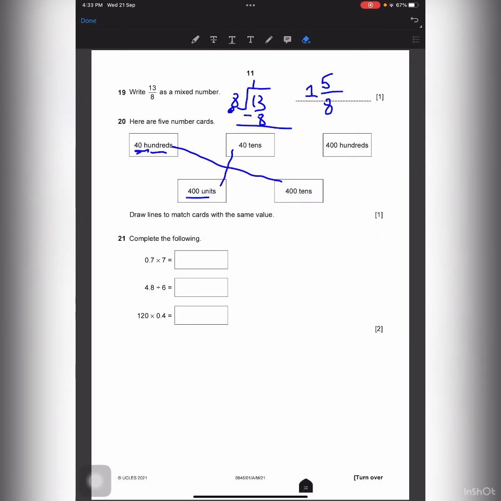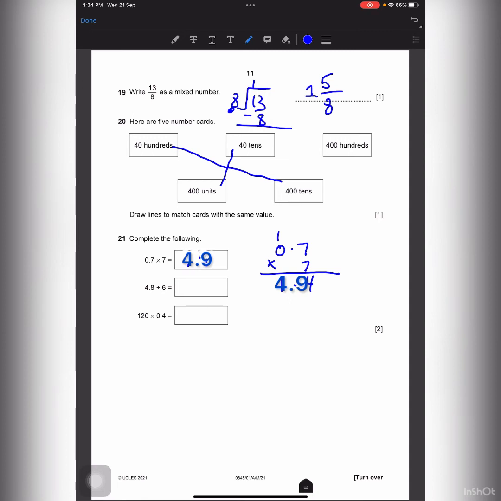So yeah, that's our answer. Let me just stop underlining everything. There we go. Now, complete the following. For this question, we're going to do 0.7 times 7. So 7 sevens are 49. Okay, so wait a minute. As we can see, 7 sevens are 49. 4 will go there, 9 will be down here, and then the point. So 4.9 is our answer.